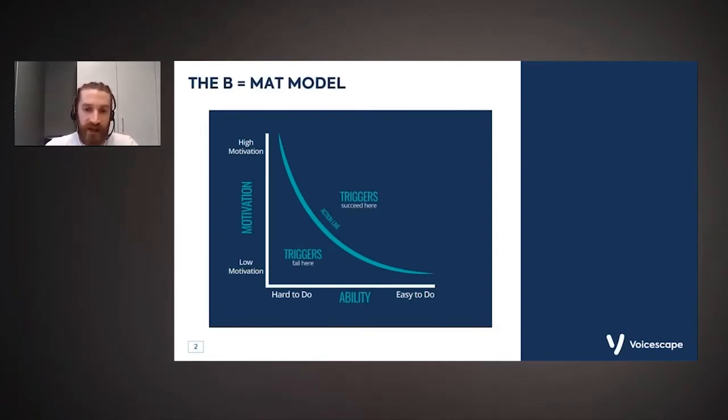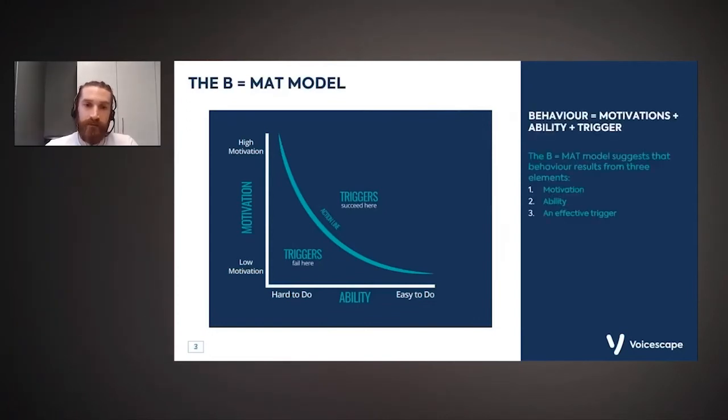So what does BMAT stand for, and how can we use it in the context of former tenant arrears? So essentially, BMAT is an equation which says that behavior requires three things. It requires motivation, it requires ability, and it requires a trigger.